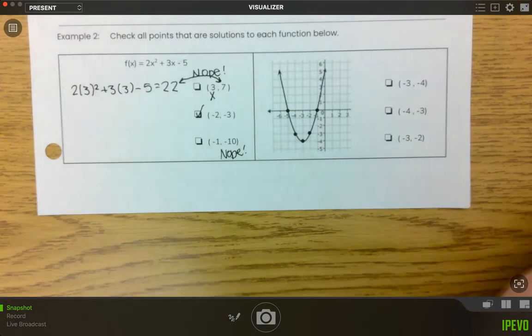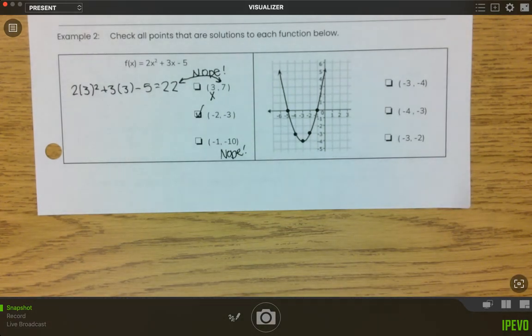And then for the graph, you just want to look and see, are those points on the line? Negative 3, negative 4.